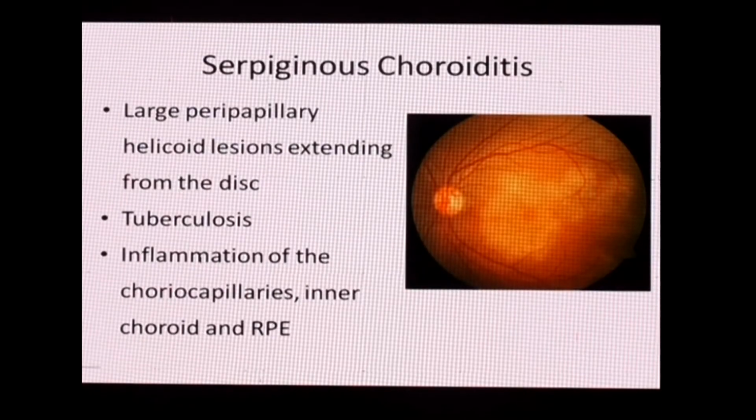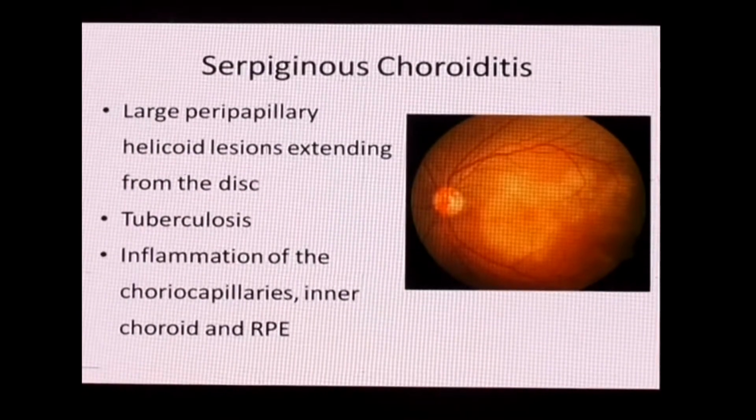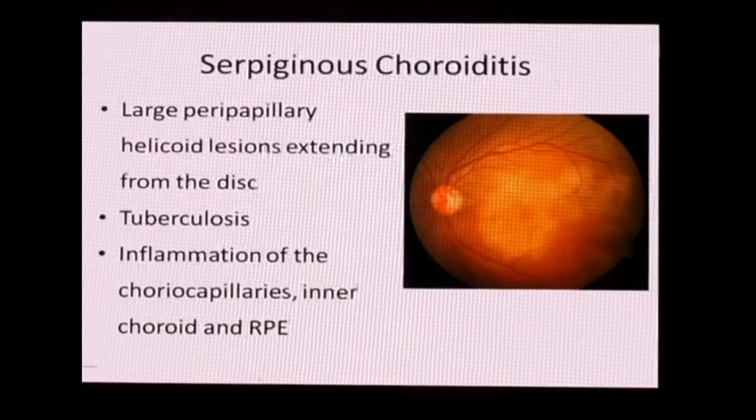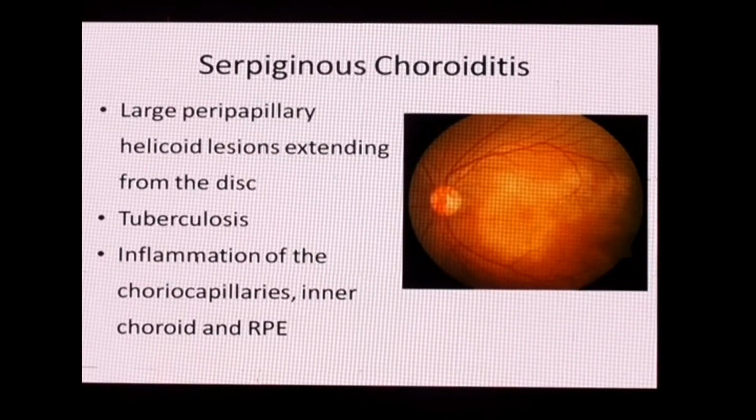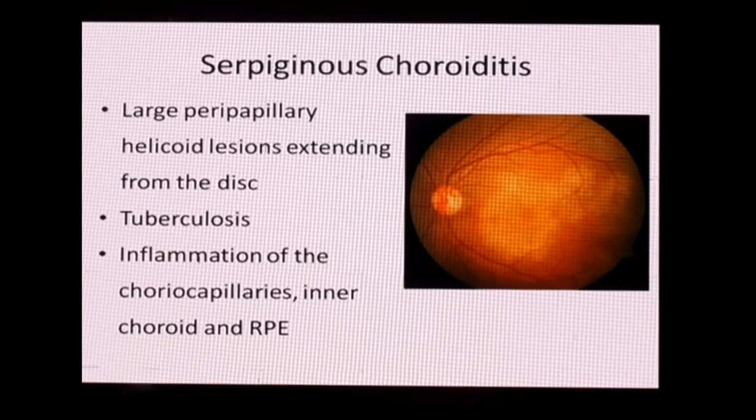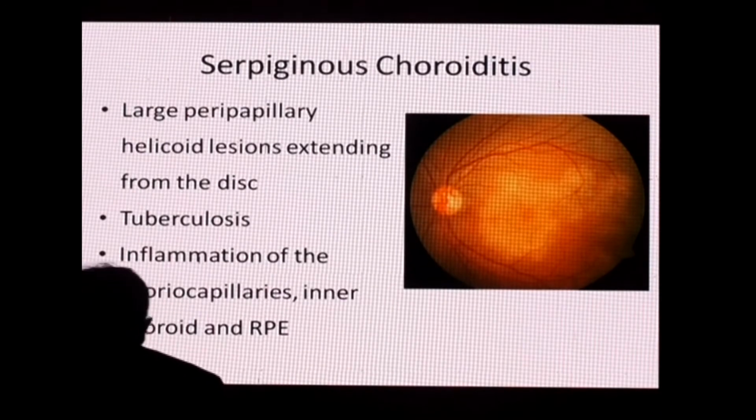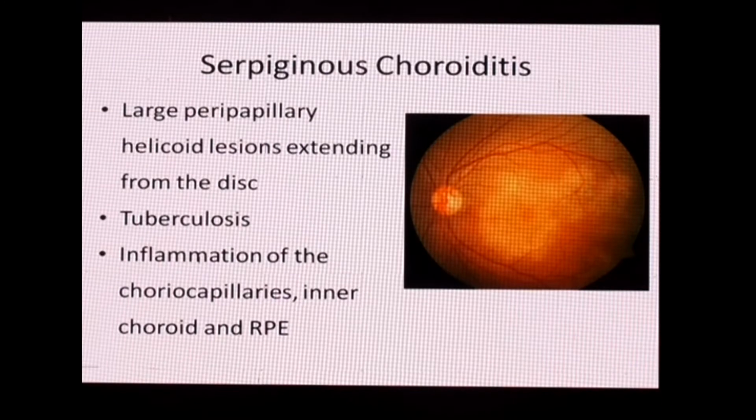The next white dot syndrome is serpiginous choroiditis, and this has been described as large peripapillary helicoid lesions which extend from the disc. Earlier it was thought to be autoimmune, but in India we started to believe that this could be due to tuberculosis, and many of our cases have responded to antitubercular therapy. And this is usually a result of inflammation of the choriocapillaris, inner choroid, and the retinal pigment epithelium.